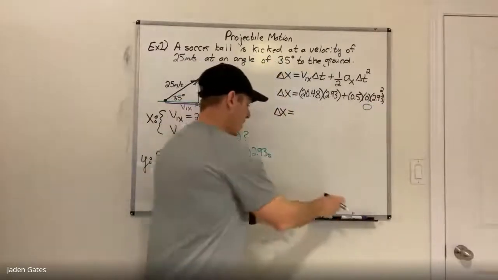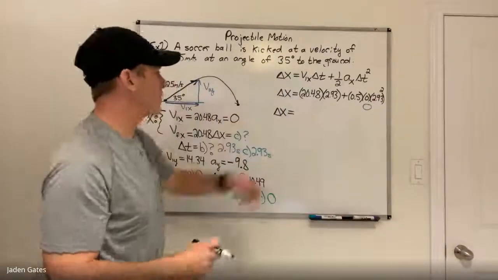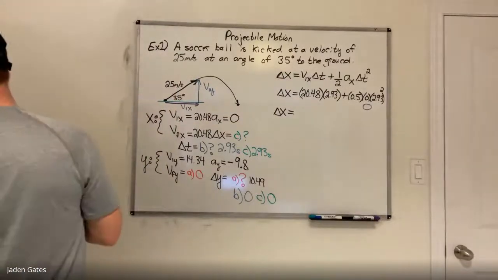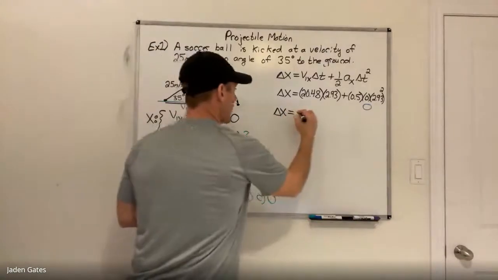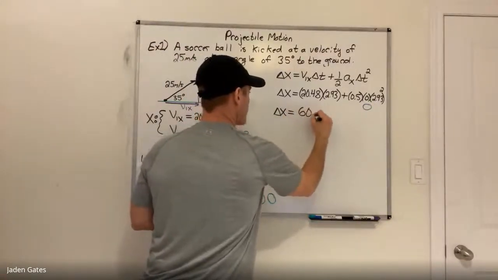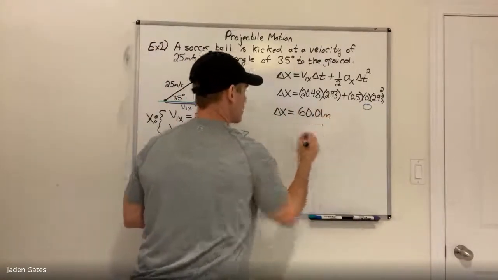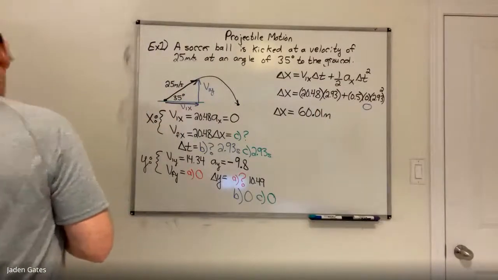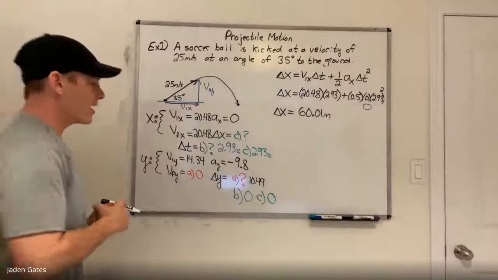And so my delta x, how far did this ball travel? I'm just going to take my 20.48 and times it by 2.93. And I get that this person kicked the ball 60.01 meters. That is a big kick. All right. So let's see.